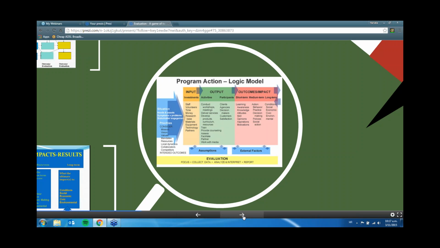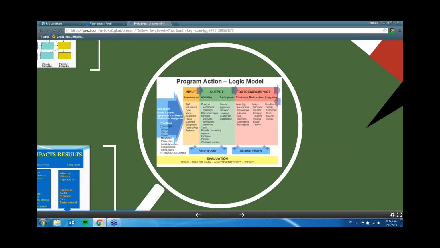So yeah, this is one that you'll find when you Google, and I think it's a good model to just understand how those things go together. It's important to have a look down the bottom where we've got our assumptions and external factors, because regardless of how well organised a program is, there are assumptions made in the delivery and the design of a program, and you can use your logic model to test those, and I think it's really important to do so.